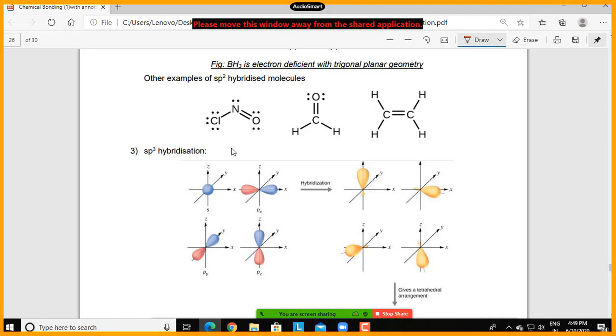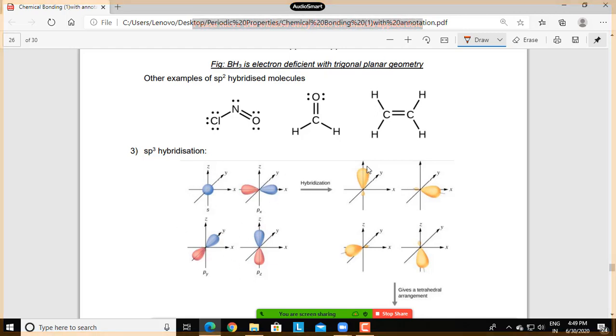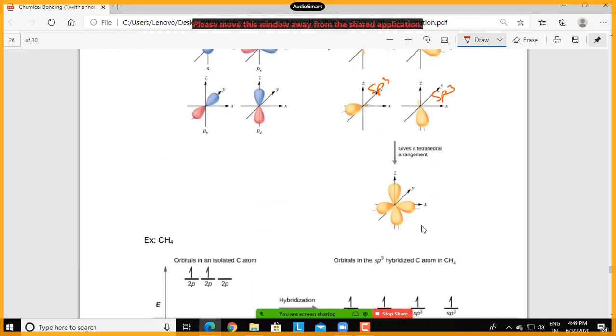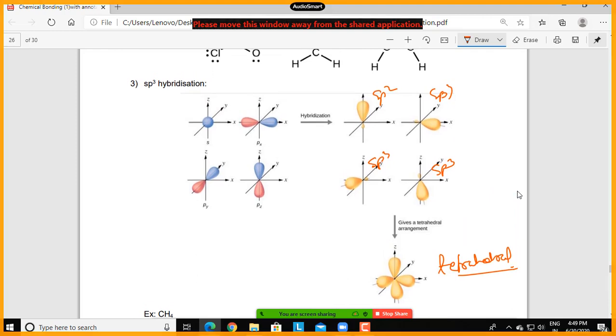Now we have to see sp3 hybridization. In sp3, s, px, py, pz, all three p orbitals will mix. After mixing it will give you sp3 hybrid orbitals, shown split. They will align in space so as to form a shape called tetrahedral geometry, okay. So in space it will be tetrahedral geometry, only then it will be stable. This is sp3 hybridization.